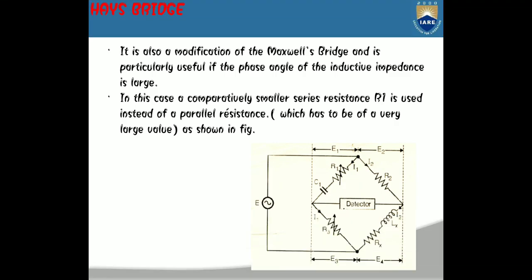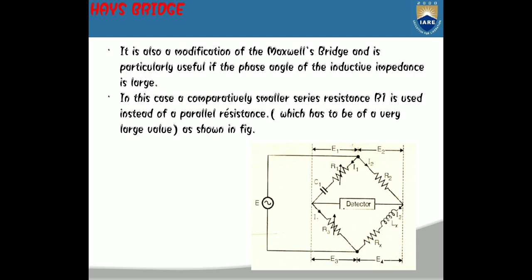And coming to the Hay bridge, it is also a modification of Maxwell's bridge and is particularly useful if the phase angle of the inductive impedance is large. In this case, a comparatively smaller series resistance R1 is used instead of a parallel resistance, which has to be of a very large value.